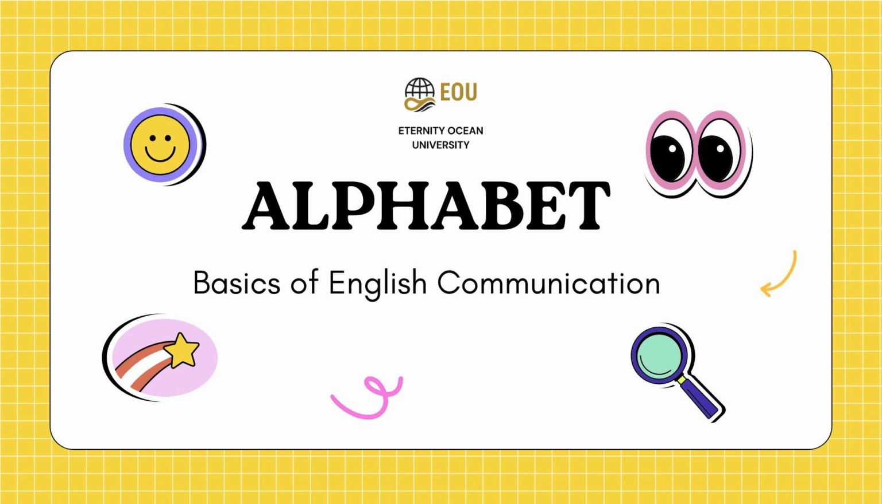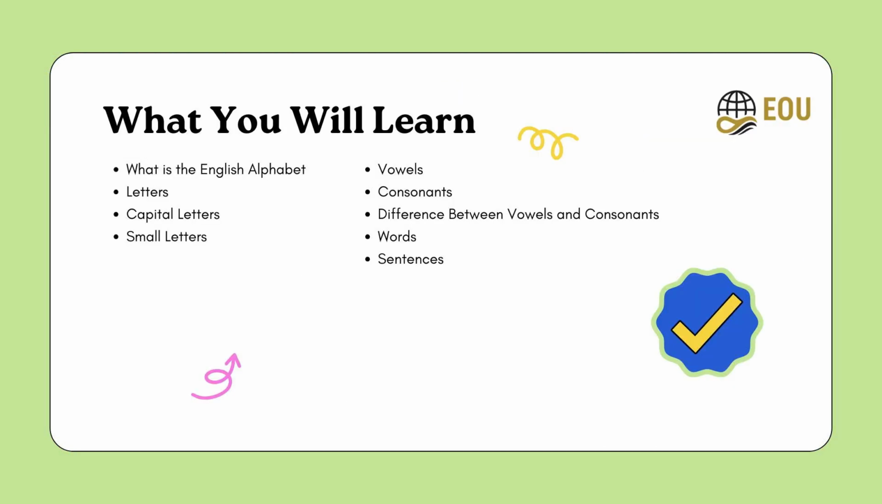And remember, don't just watch the video. Speak with me, repeat after me, and answer the questions. Ready? Before we begin, let's see what we are going to learn in today's lesson. We will learn what the English alphabet is, letters, capital letters, small letters, vowels, consonants, difference between vowels and consonants, words, sentences. By the end of this lesson, you will understand English alphabet, so let's start learning together.